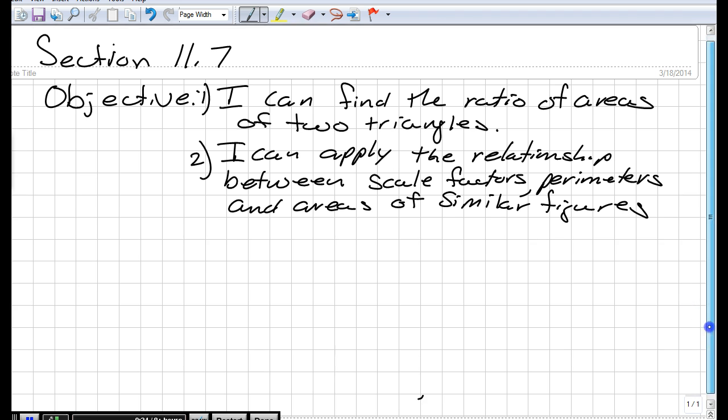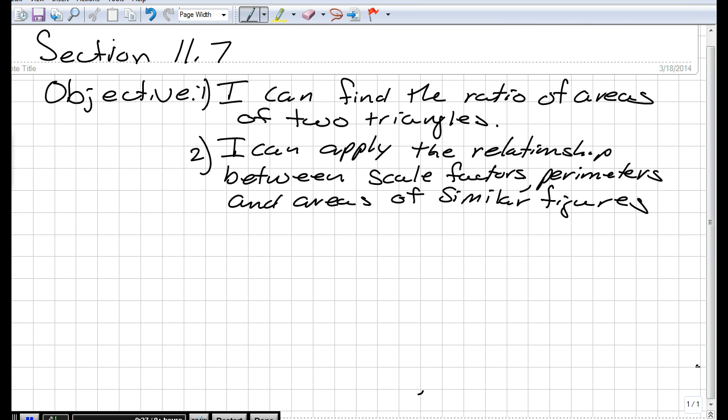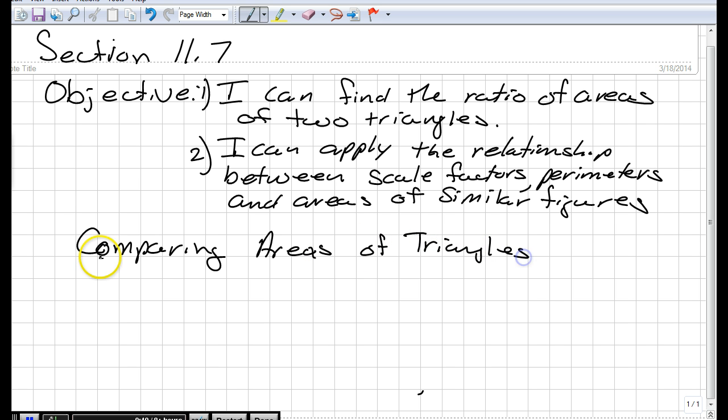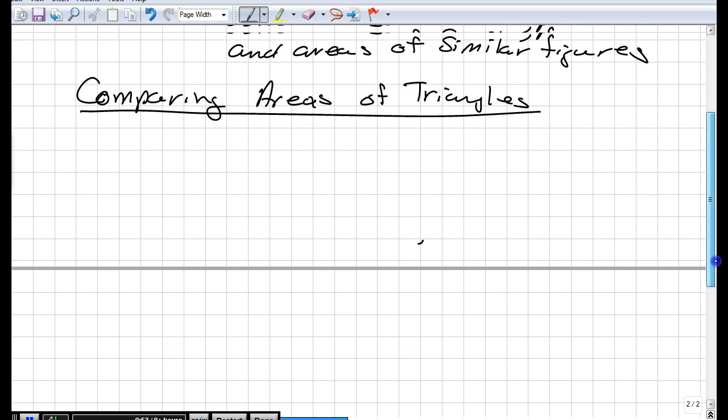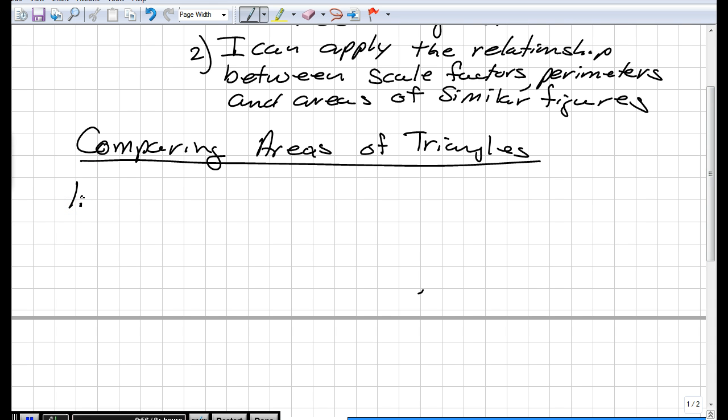So starting out with triangles. We can relate the areas of two triangles depending on what we know about the triangles. Comparing areas of triangles. If we're working with triangles, there's three things that we want to check. The first one is if the triangles have the same height.